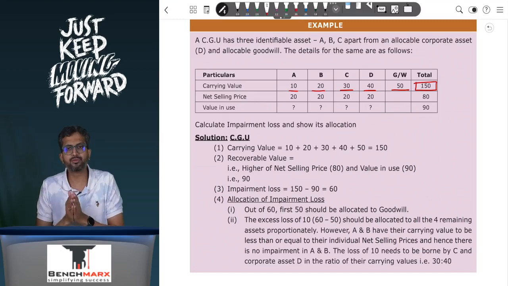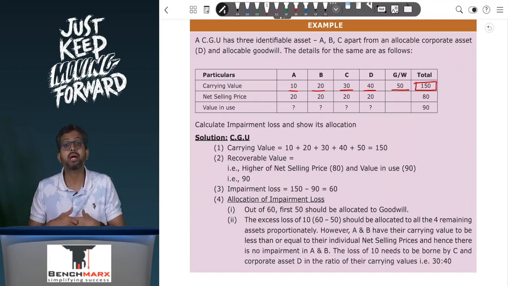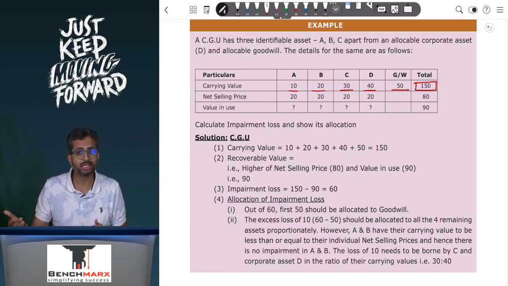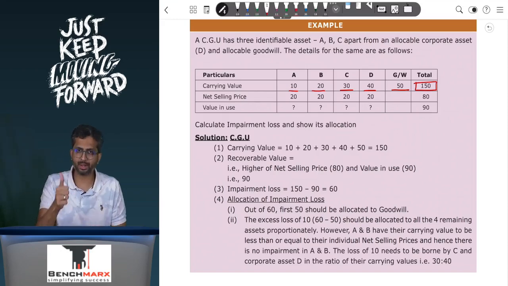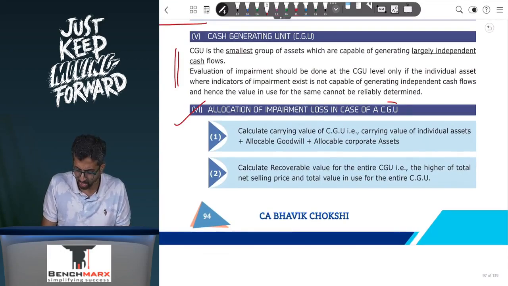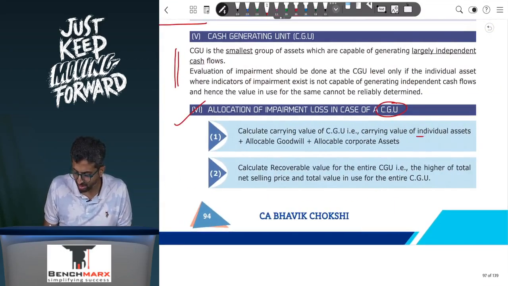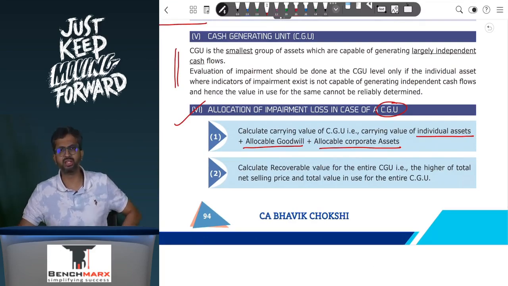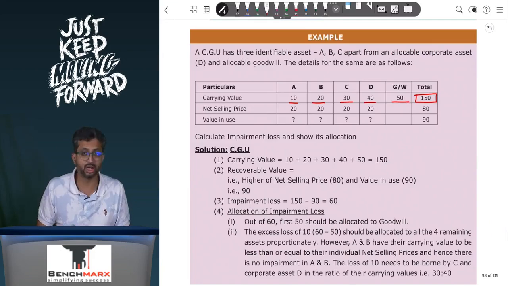So remember, if Maggi cannot be manufactured, ABC become kind of useless, but so does the corporate asset which was doing research and development on Maggi. And hence when you calculate the CGU, your CGU comprises of the carrying value. So step 1, if you want to calculate the impairment loss in case of a cash generating unit, calculate the carrying value of the CGU, that is carrying value of individual assets like ABC plus allocable goodwill, plus the allocable corporate asset, let's say corporate asset D, which is a research and development center. That is going to give you the carrying value of the entire CGU, that is 150.